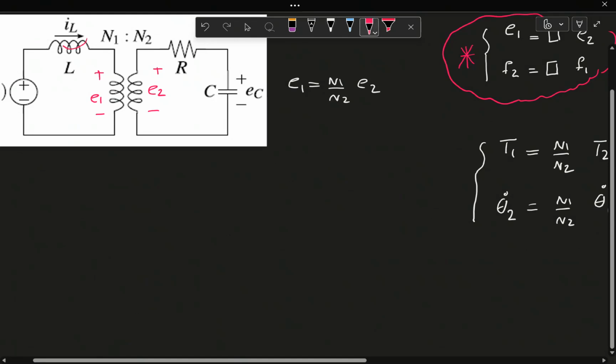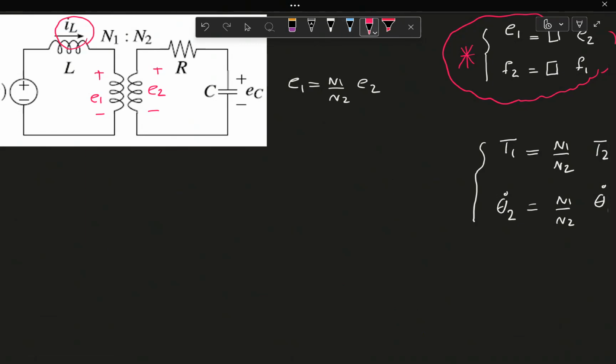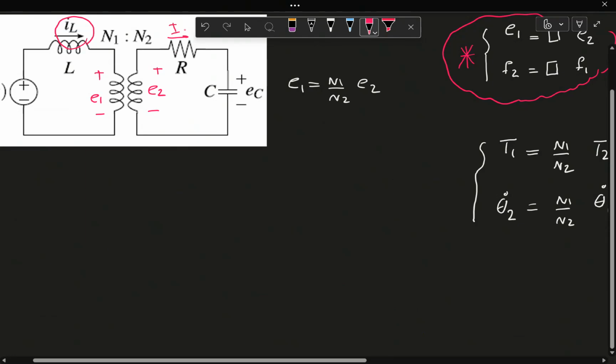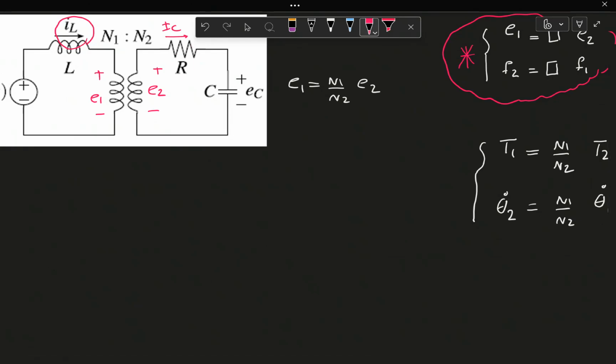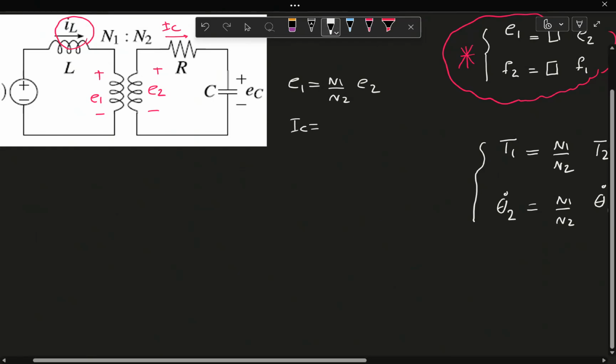Similarly, if you look at the input current of this transformer on the first side as IL, and I'm going to call the second current IC here, because IC is the same current that passes through the resistor and the capacitor, then I would know that IC also has a relationship with IL, which is N1 over N2 IL. Where did I get these equations? From the general behavior of transformers.